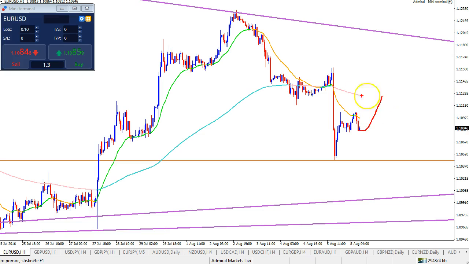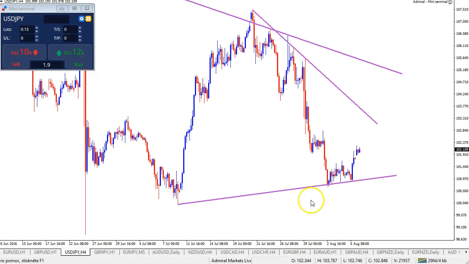That's one option. The other option, as I said, if it goes back to these targets, that would be great as well. Or the third, if it builds some kind of triangle here or a sideways zone like this, if it bounces here and then does like this and then breaks this support level, that could be interesting as well for more downside.